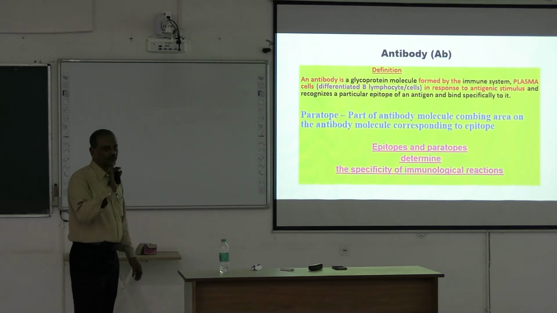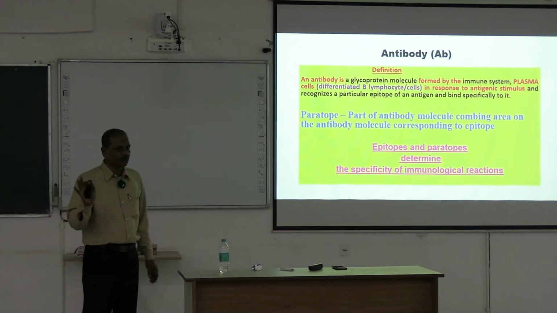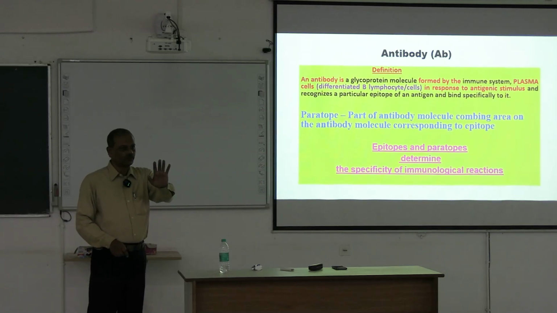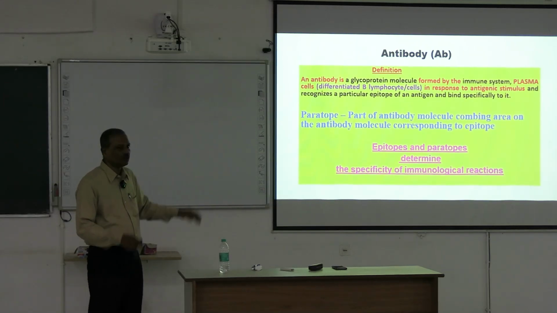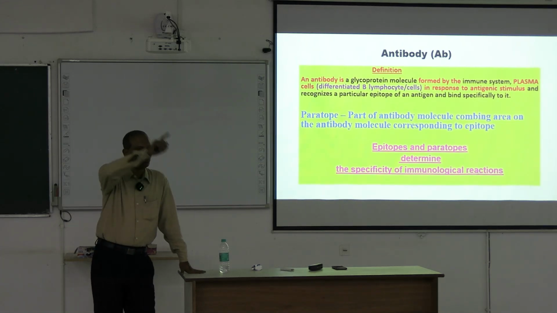So, antibody, now today's class thrust is basically antibody. I will tell in detail. Hold on, you don't write down, I will tell you what you have to write. I told you earlier about the epitope, that is the antigenic determinant. The whole part of the antigen is not determining.